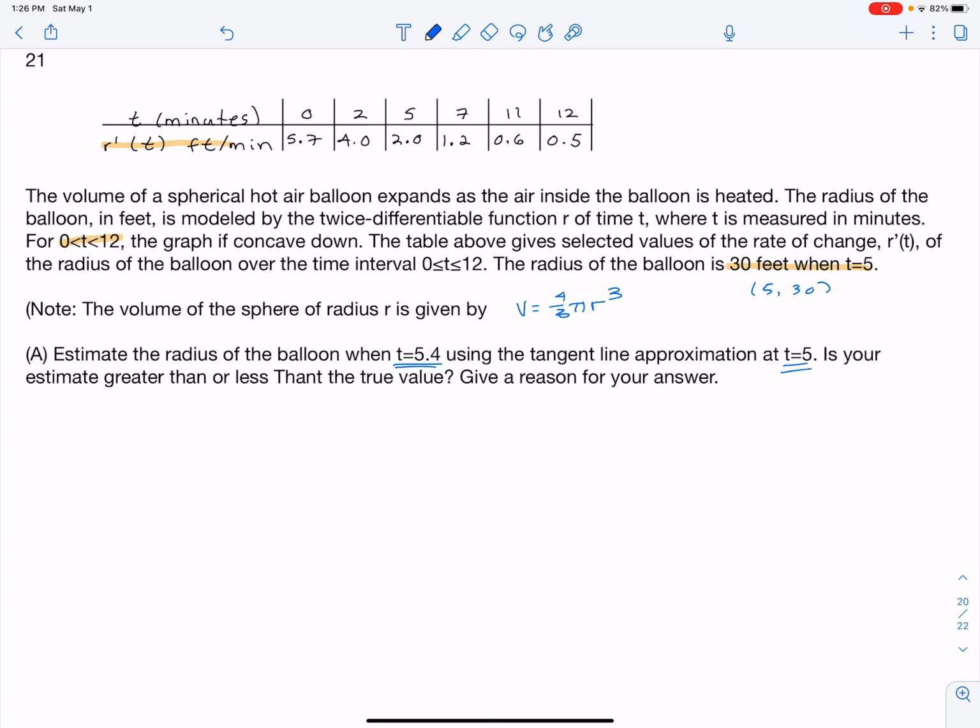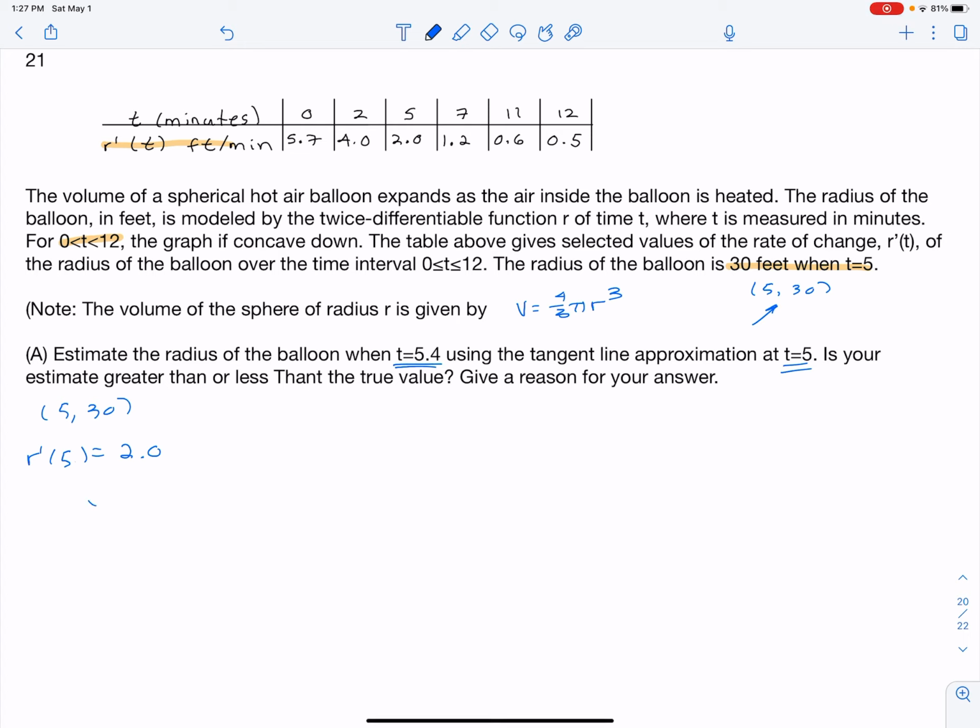In order to write the equation of a line, you need two things. You need a point, which at time 5 is the point (5, 30). That's where that point came up right here. And we need the rate of change of the radius, or the slope of that line at time 5, which I think you agree we can put in, and that's going to be equal to 2.0.